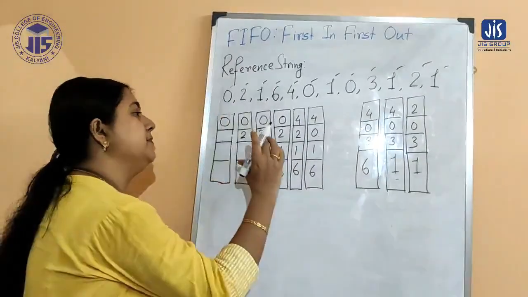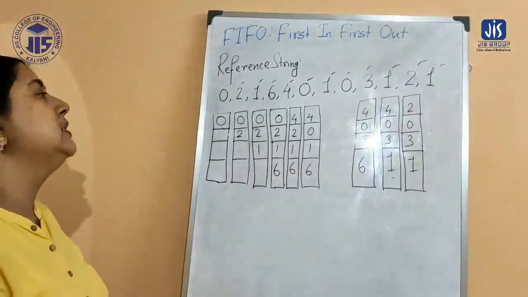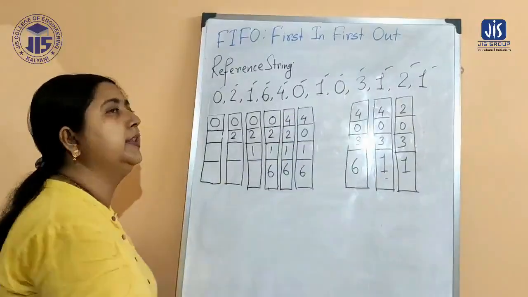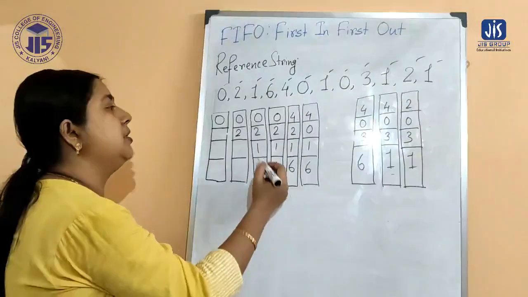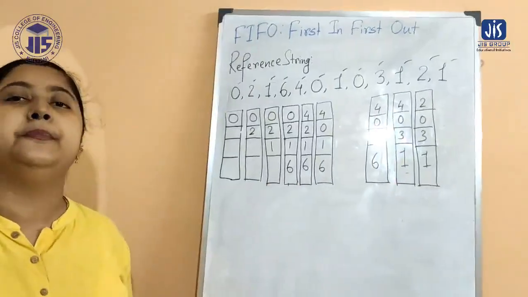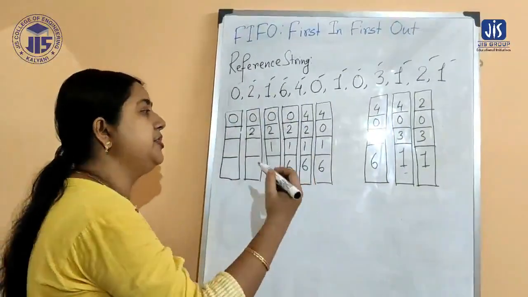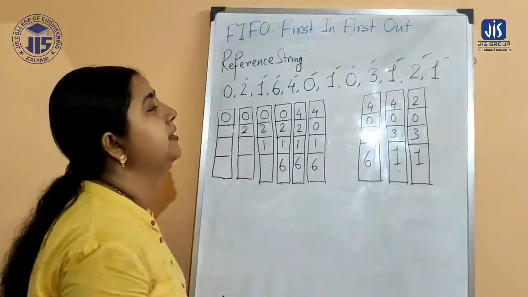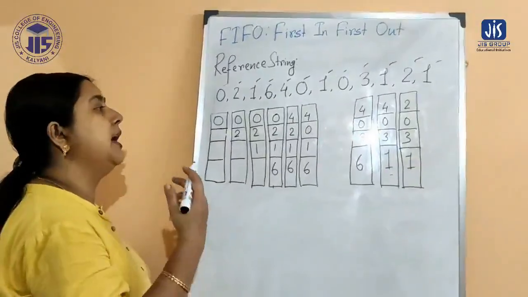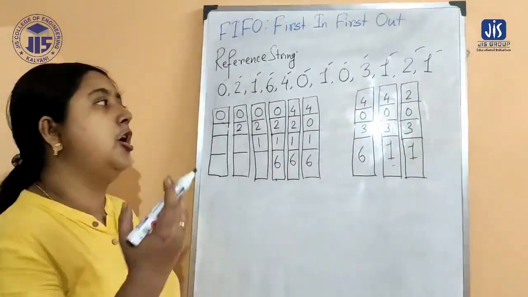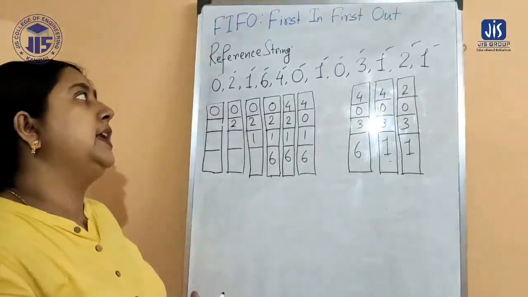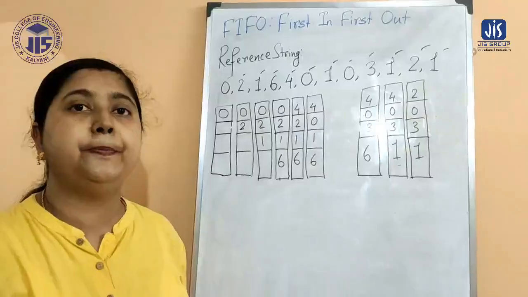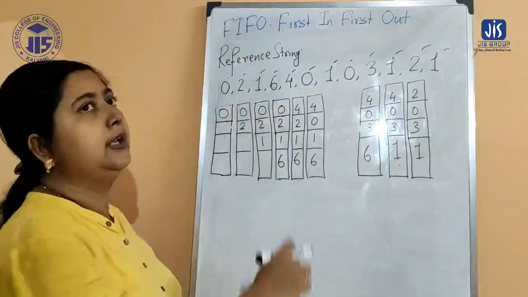Here 4 frames are available and the 4 pages are going to be loaded in those 4 frames. At first, all these 4 frames were empty, so there is no question of replacement. And then after filling up those 4 frames, when a page reference comes which is not loaded in the main memory, that page needs to replace another page. And which page is going to be replaced? This is going to be told by the algorithm.